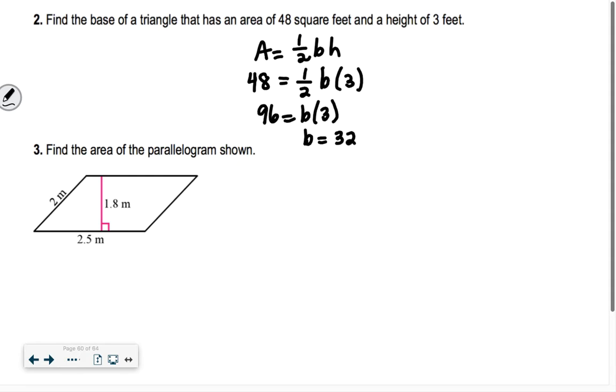So when I divide by 3, I get b is equal to 32, exactly. And this would be in feet, right? So make sure you put your units on. Mr. Crawley will be very happy if you put units. Units are the key to life, he always says.